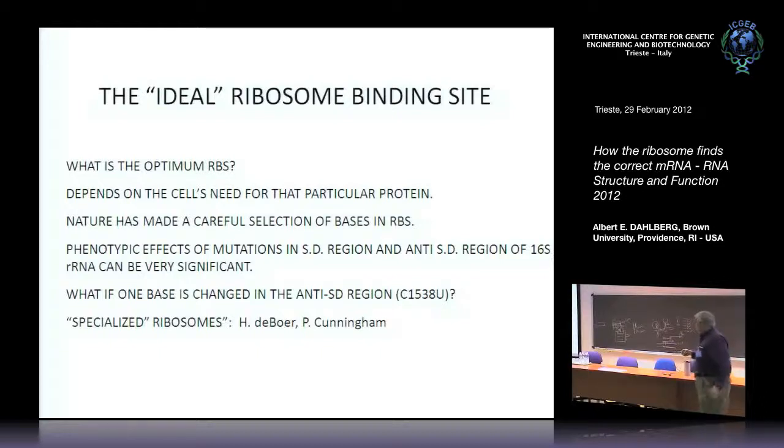OK, and Herman de Boer has made what are called specialized ribosomes, where he's changed the anti-Shine-Dalgarno region of 16S and made it, instead of CCUCC, he makes it GGAGG. And he makes some messages that complement that. So these specialized ribosomes will actually translate only specialized messenger RNAs in the cell.